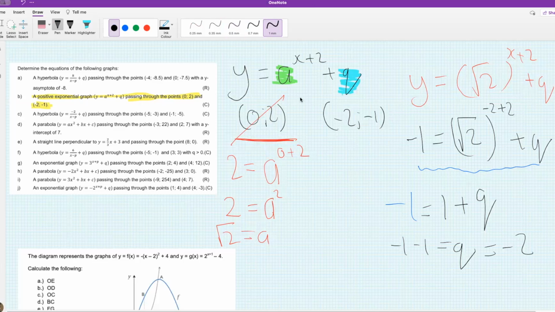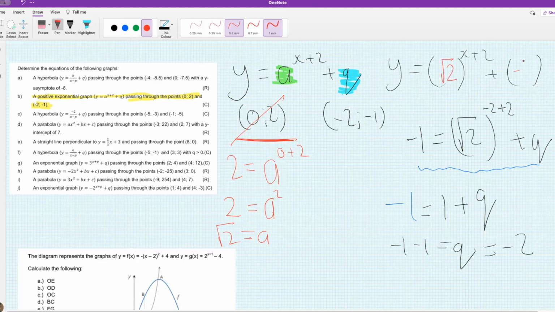So what is the equation of the original thing that they wanted? Let me write it out for you using the values that I found. It would be y is equal to, and I found that a was square root 2, and q was -2.